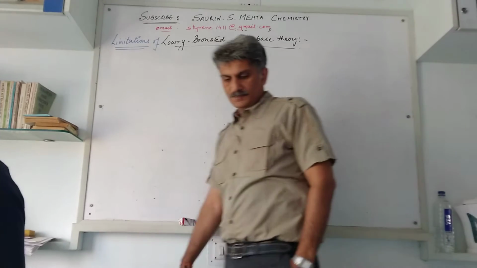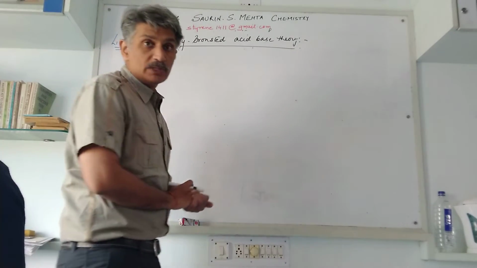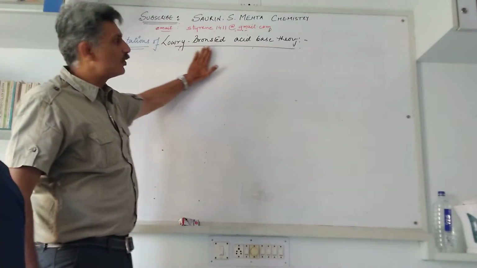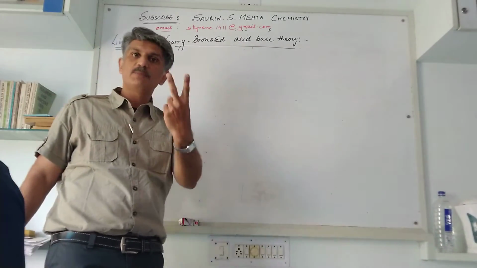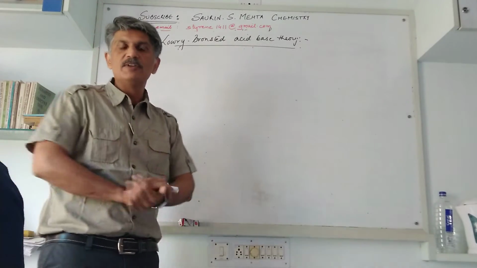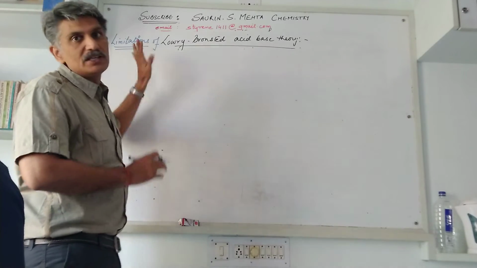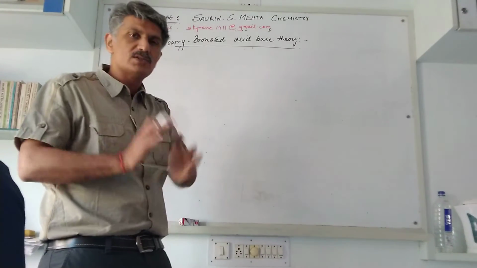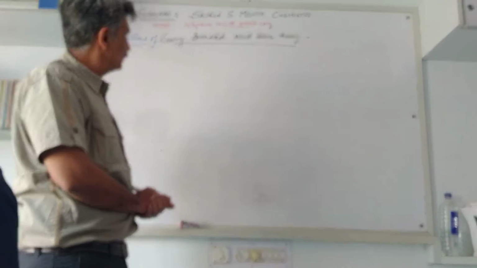Right, dear friends, so we are back once again, but this time we'll talk with respect to the limitations of Lowry-Bronsted acid-base theory. In the previous two episodes of Lowry-Bronsted, we had taken the different aspects, but in this episode we'll take the limitations of Lowry-Bronsted theory. Every theory somehow or the other has got some limitation. Let's talk about Lowry-Bronsted limitation.